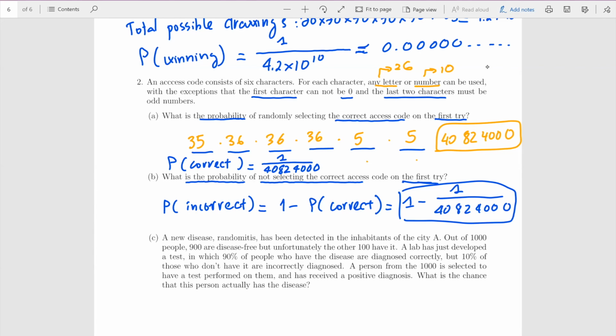So getting the correct one is very small, around 0. Getting the wrong one is really big. So that means if you want to try to guess an access code randomly, this is the chance of getting the correct one, and this is the chance of getting the incorrect one.